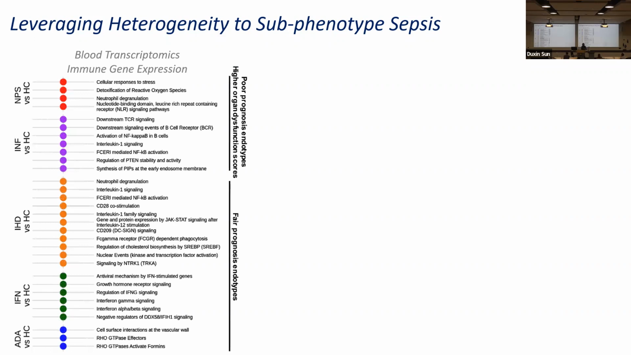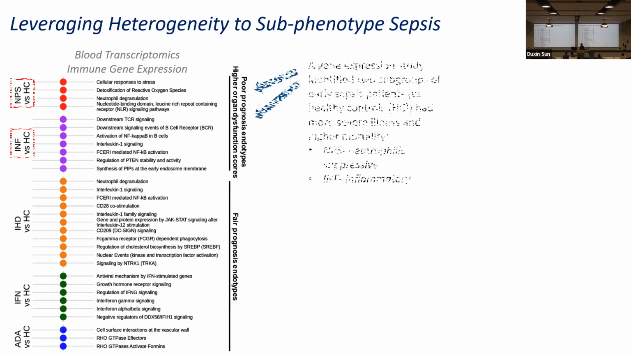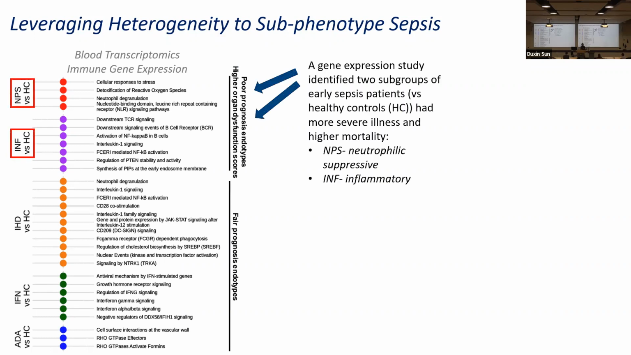One is a study that was done using blood transcriptomics of immune gene expression. And this group found two different signatures, one that was a neutrophilic suppressive signature and another one that was an inflammatory signature. Interestingly, they used healthy controls as their comparator group.